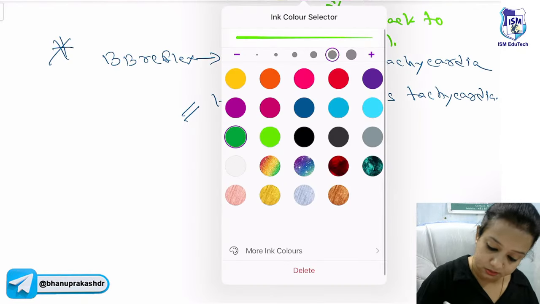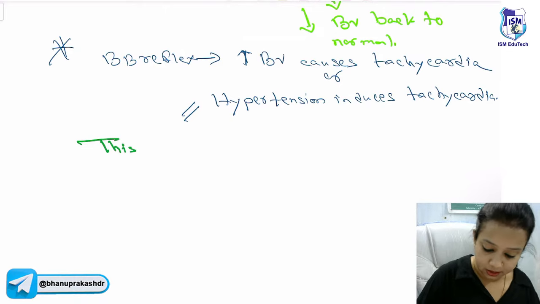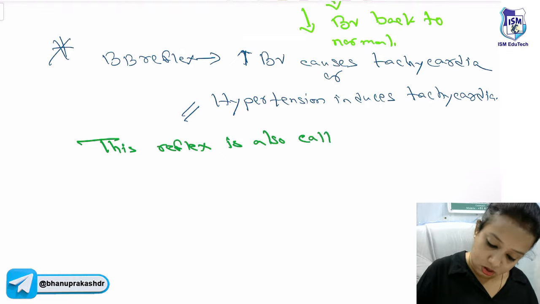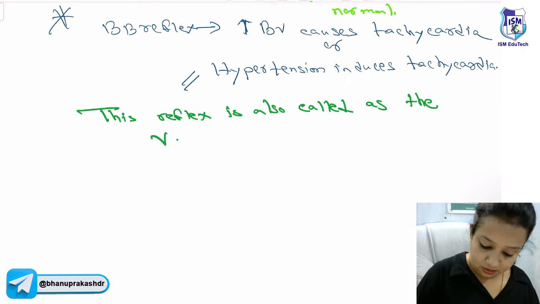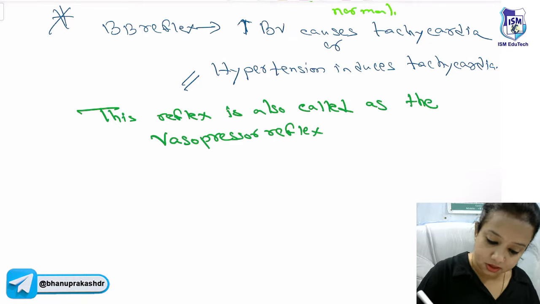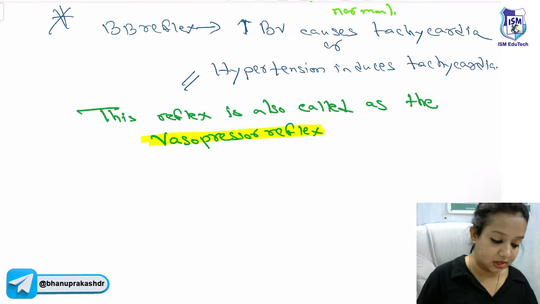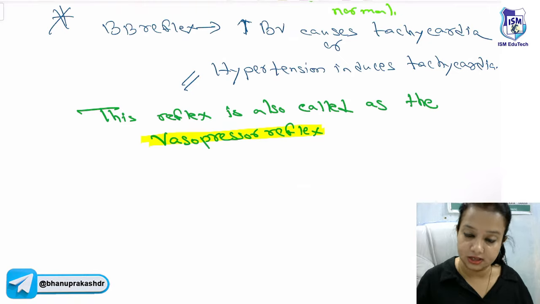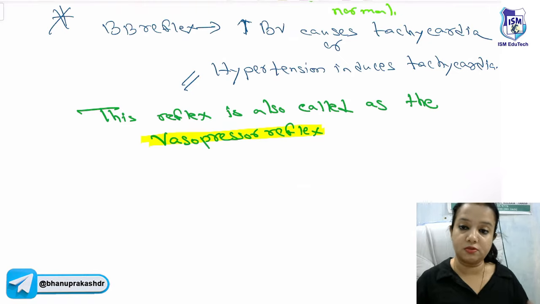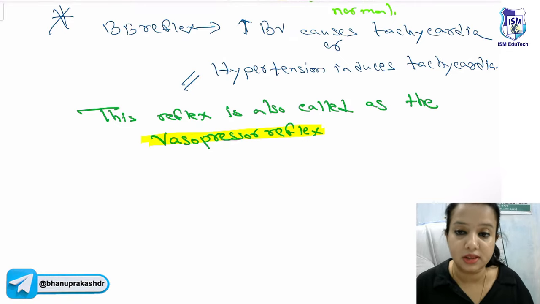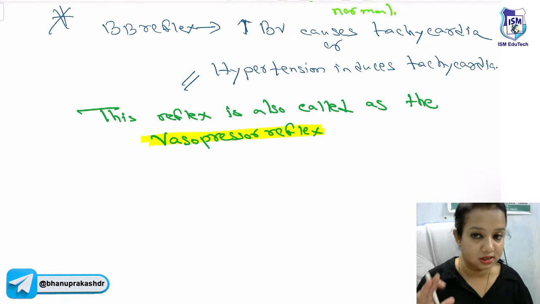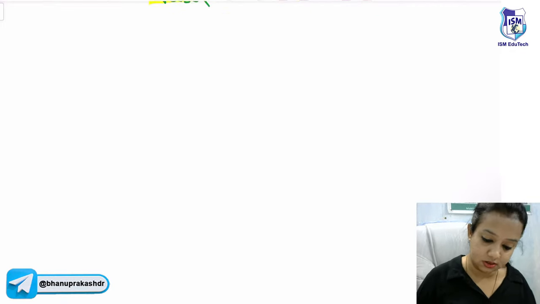Now, this reflex is also called the vasopressor reflex. Vaso comes from the term vaso, meaning the blood vessel, pressor, it is pressing. It is inducing hypertension because of the blood flow and then an increase in the heart rate. This is the vasopressor reflex, which is the Bainbridge reflex.